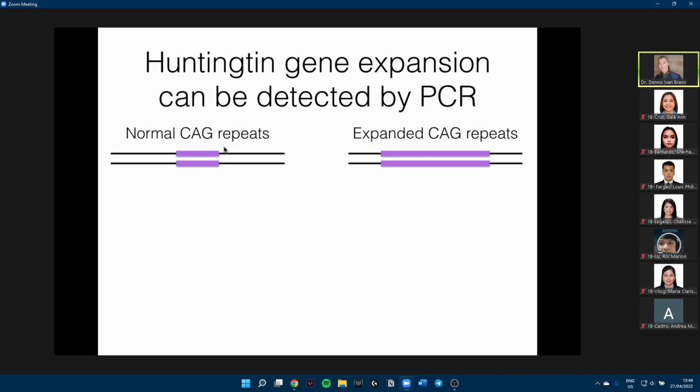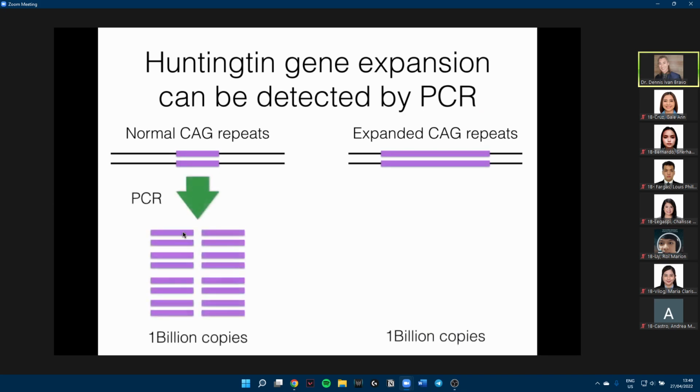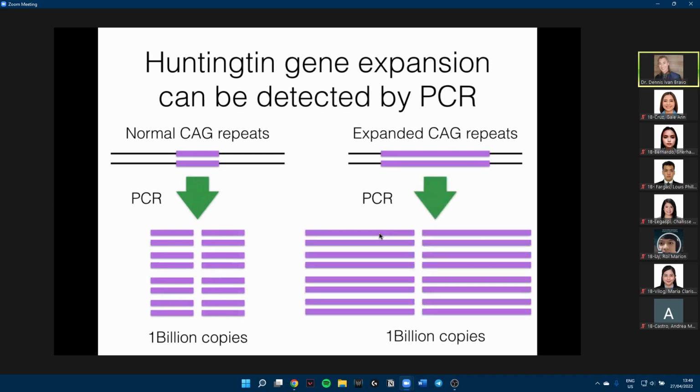So let's say this is the normal variant of the Huntington gene with the violet part representing the CAG repeats, while this is the expanded mutated variant. So if we amplify this using PCR, at the end of the process, we have produced 1 billion copies of this DNA fragment. So these fragments are relatively short. While if we amplify this using PCR, the DNA fragments that will be generated are considerably longer.